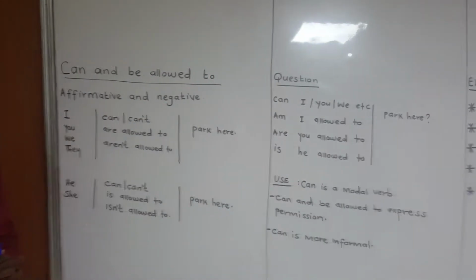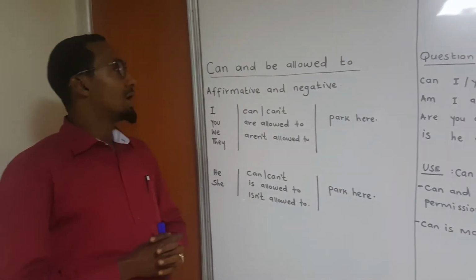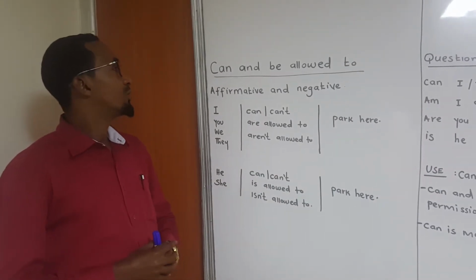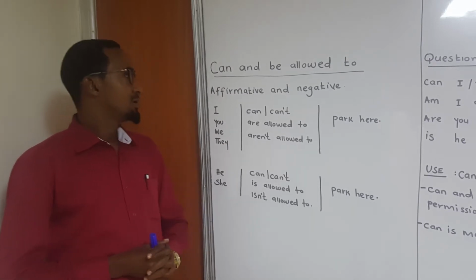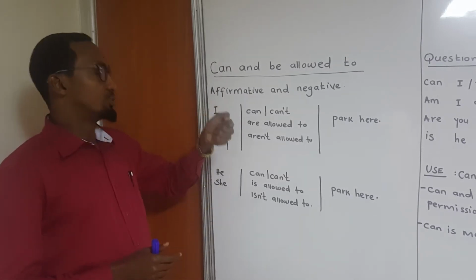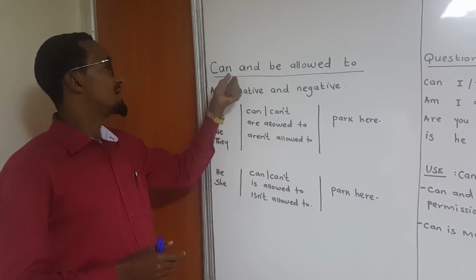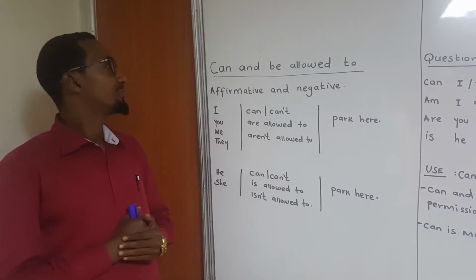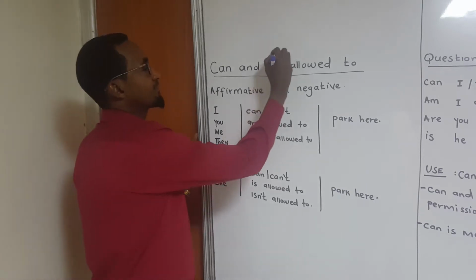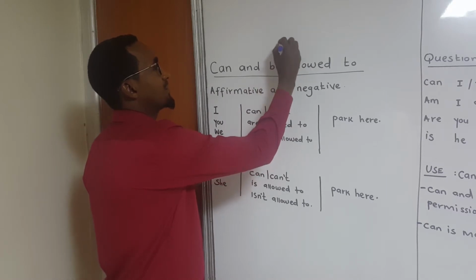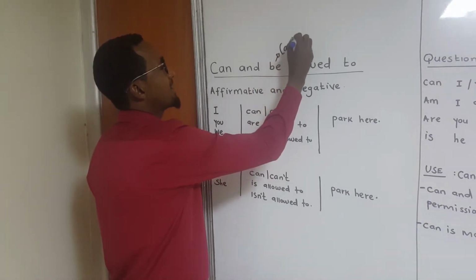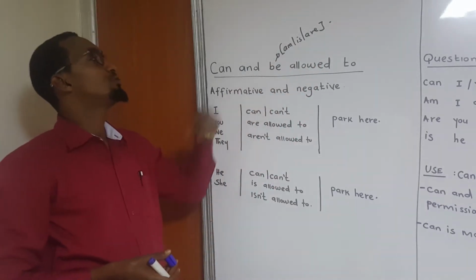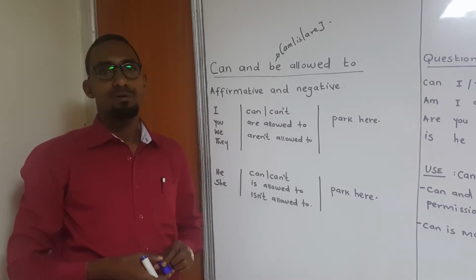In this lesson we are going to look at the use of can and be allowed to. But first, I would like to remind you that can and be allowed to are modal auxiliary verbs. Be here is equal to am, is, and are, or sometimes you can call it the verb to be.